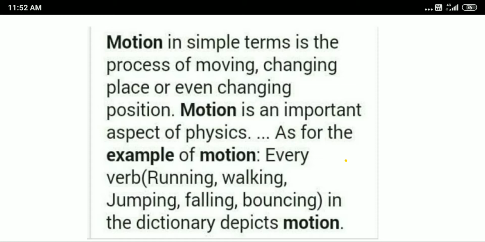To describe motion, motion is simply the word moving. Moving, or changing place, or changing position. It is a very important aspect of physics. As examples of motion, every verb, suppose running, walking, jumping, falling, bouncing, and so many others, depicts that something somewhere is moving. Okay, so these describe motion.